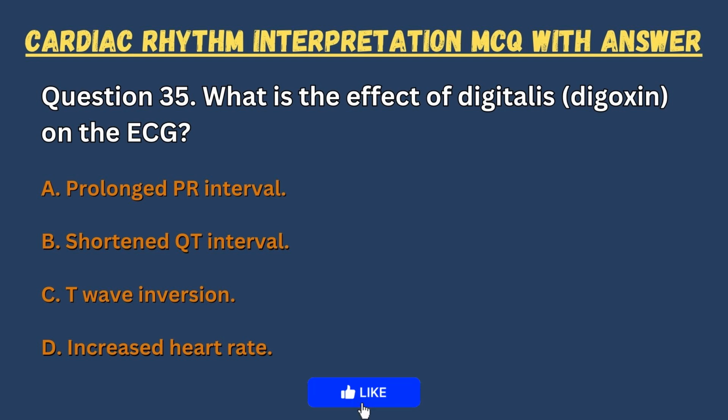Question 35. What is the effect of digitalis, digoxin, on the ECG? A. Prolonged PR interval. B. Shortened QT interval. C. T wave inversion. D. Increased heart rate.